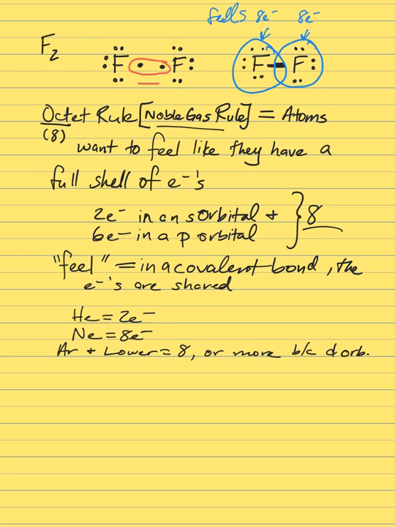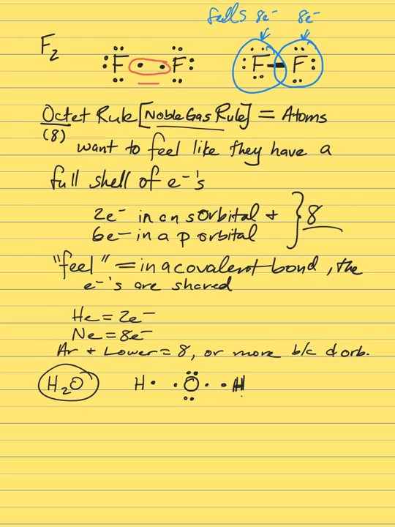the octet rule. All right, so let's look at another example of how we can get atoms to share electrons so they feel like they have their 8 electrons, or they feel like they have a complete octet. And we're going to do this with a really common molecule, water. So hydrogen has 1 electron. Oxygen has 6 valence electrons. And there are 2 hydrogens.